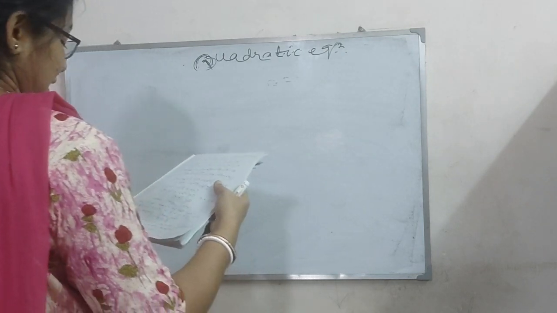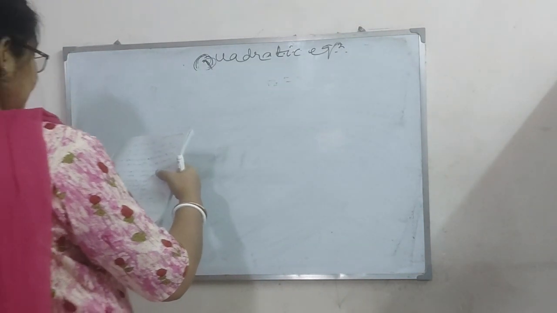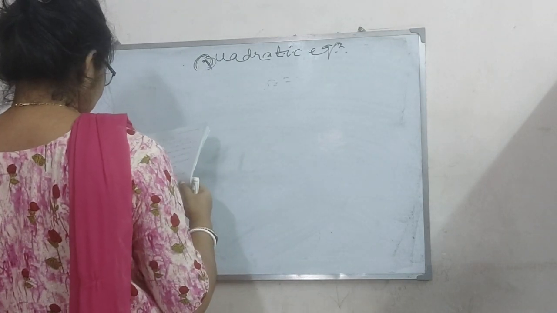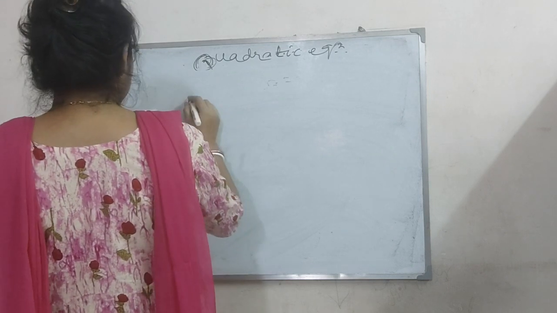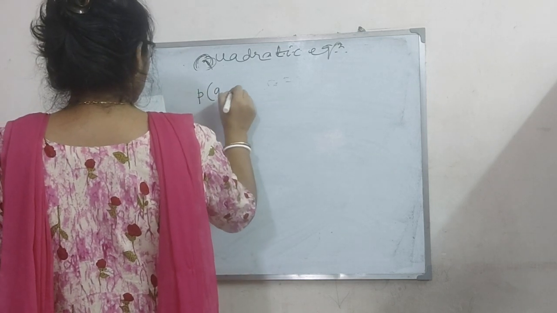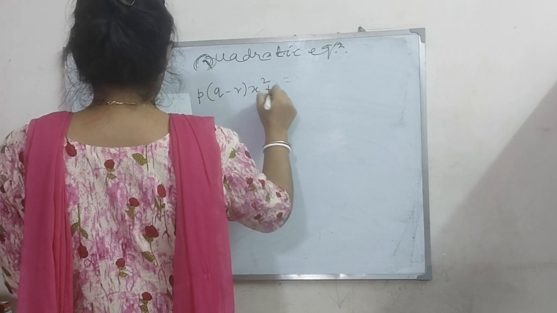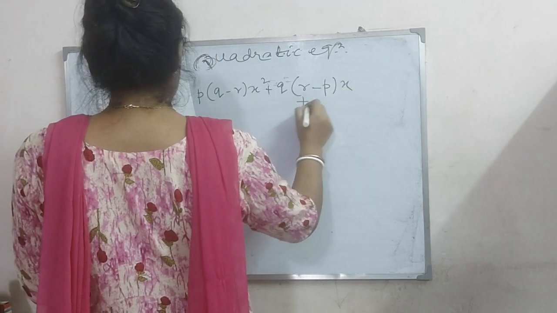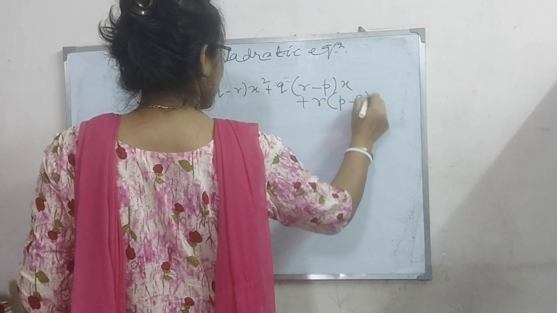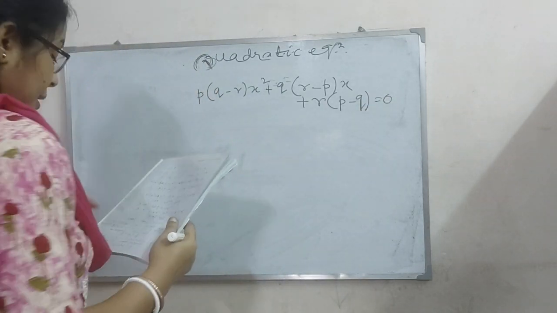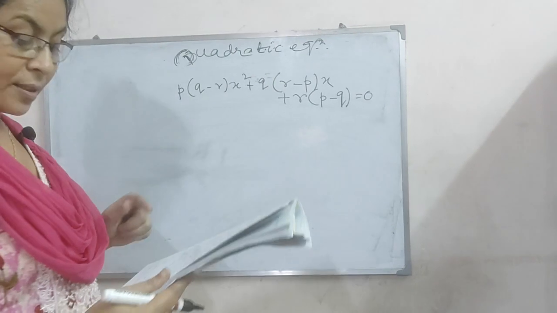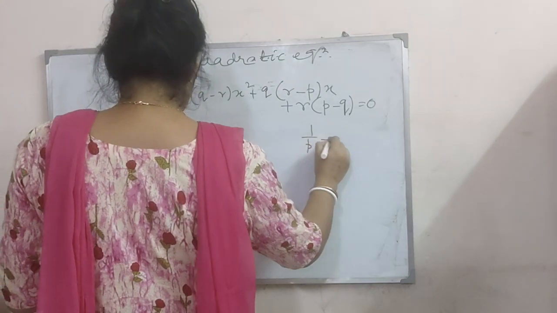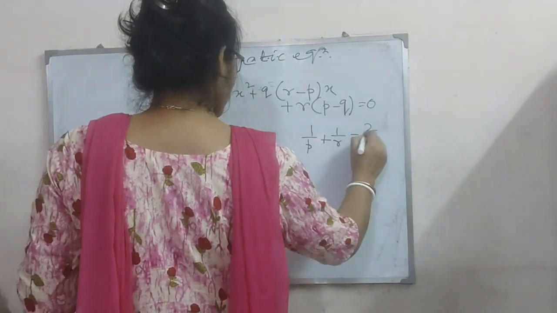If the roots of the equation (pq minus r) x square plus r(q minus p) x plus r(p minus q) equal to 0 are equal, prove that 1 by p plus 1 by r equal to 2 by q.